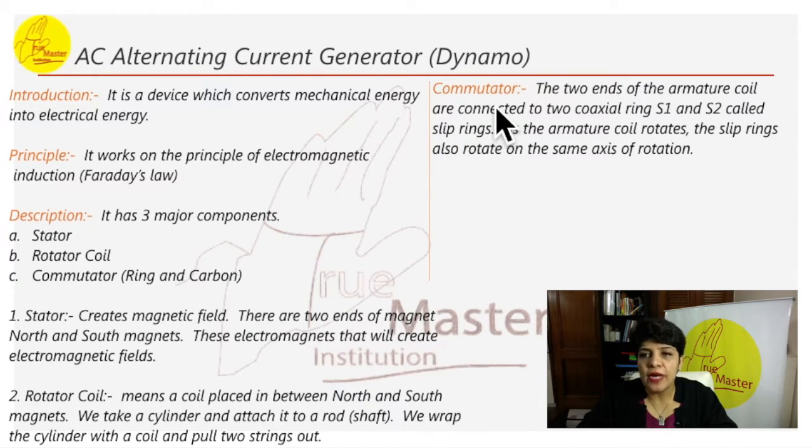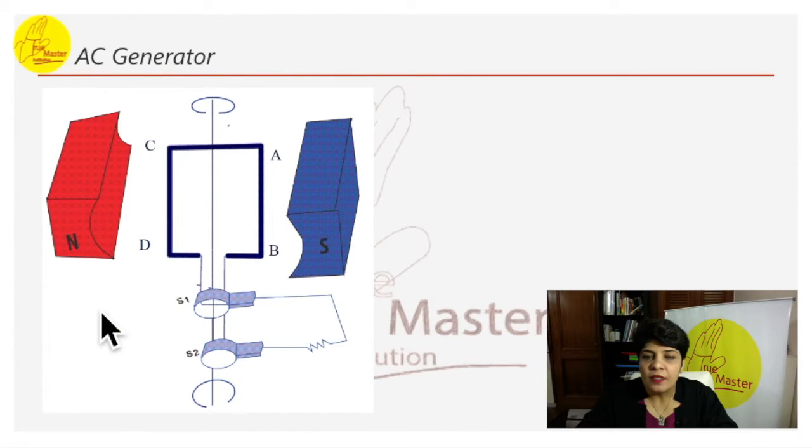Commutator: the two ends of the armature coil are connected to two coaxial rings, S1 and S2, called slip rings. As the armature coil rotates, the slip rings also rotate on the same axis of rotation. So let's have a look at the animation first. This is the north and that's the south, so this makes the stator, which is going to create the magnetic field.